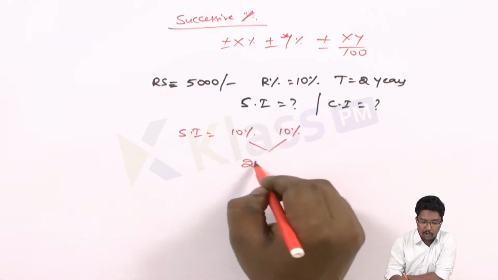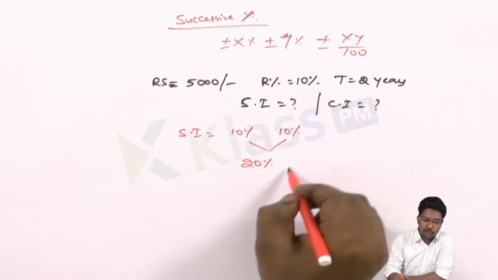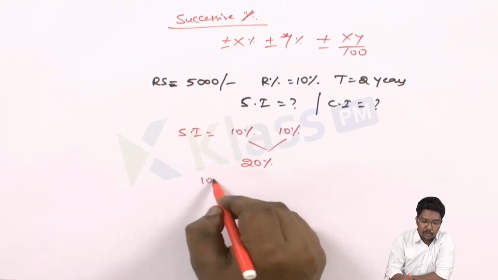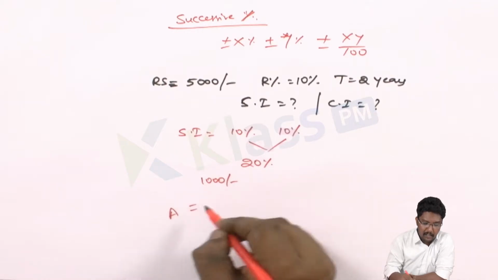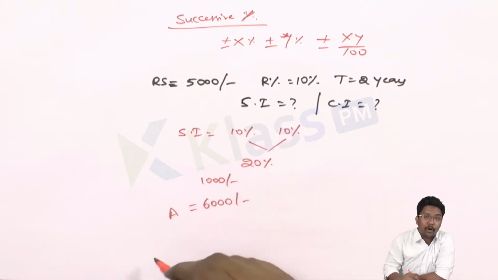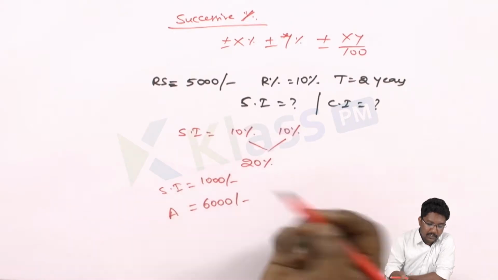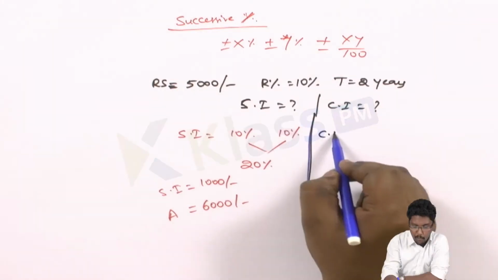How much is it? In total, 20% I have to pay. What is 20% of 5,000? It is 1,000 rupees. It means I have to pay 6,000 rupees as the amount, and 1,000 rupees as my interest. Then go to compound interest.